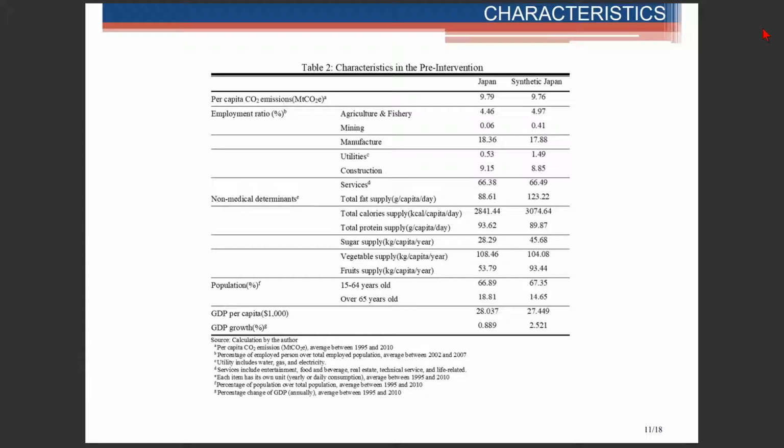I start with visuals from this slide. It shows how well my synthetic control unit was built. As you see, at the top of the table, there is Japan and the other one, synthetic Japan. Those two values show how similar my synthetic control unit is to Japan. If the values are closer to each other, those predictors contributed very well to building the synthetic control unit. If the difference between those two is bigger, the synthetic control unit is not perfectly reproduced.